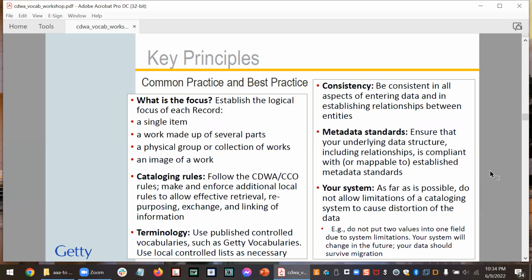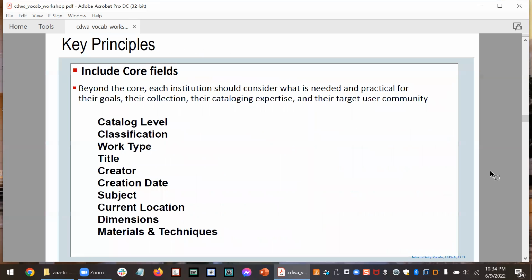Use cataloging rules, starting with CDWA or CCO, and then make your local rules. Use controlled terminology such as vocabularies, be consistent, use metadata standards for your underlying data structure, and consider your system. Remember that your system is going to change over the years. You'll have different systems, but hopefully your data and metadata will last forever. So don't allow limitations of your cataloging system to cause you to distort your data if possible.